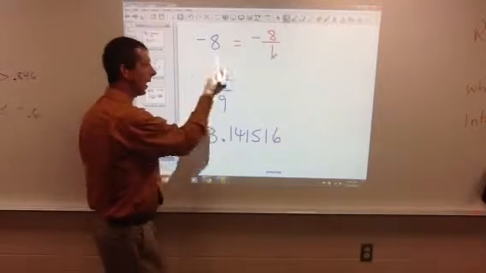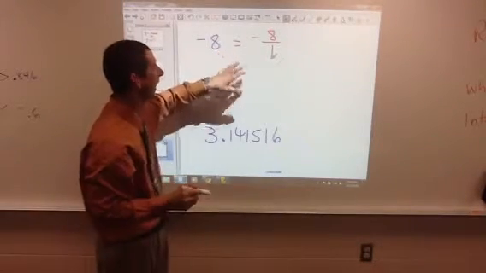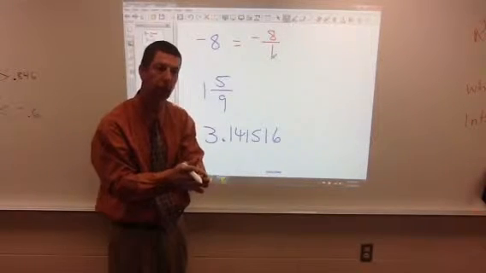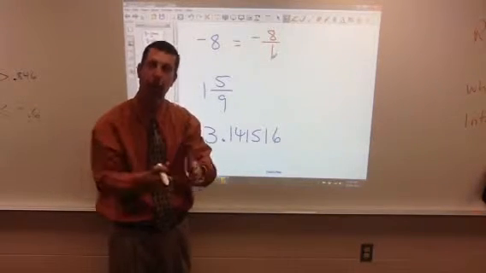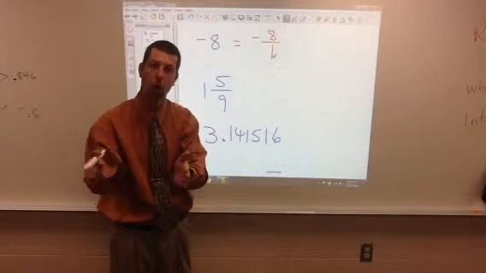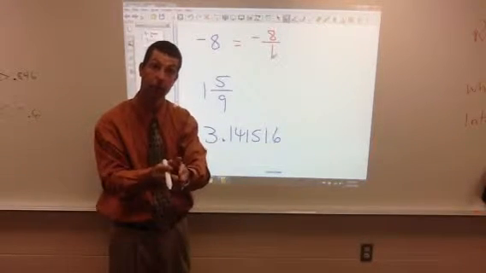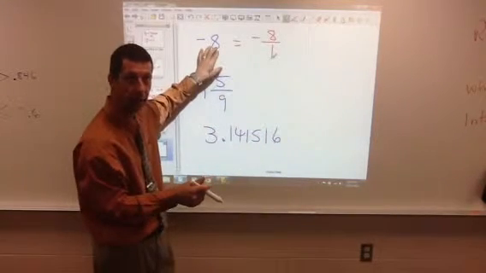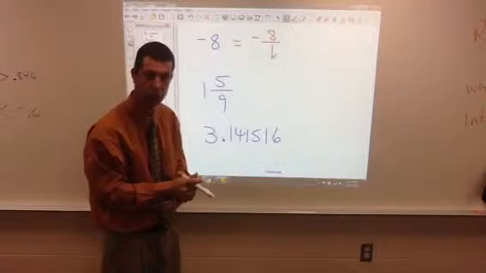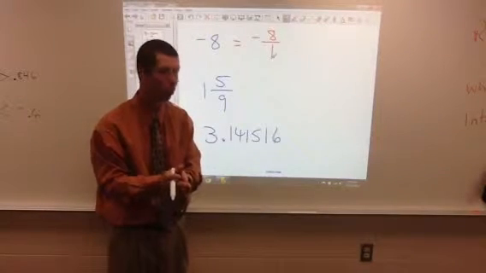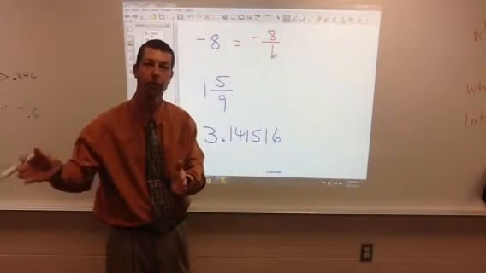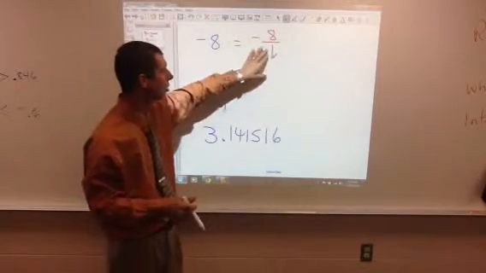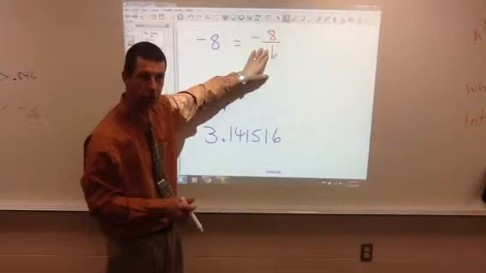All right, so that's that part of it. Is it an integer? Well, an integer by definition is all the positive numbers and their opposites. So 0, 1, 2, 3, 4, and their opposites would be -1, -2, -3, and certainly -8 falls into that category, so it is an integer. Is it a whole number? Well, the whole numbers are 0, 1, 2, 3, 4. It is not a whole number because it's negative. So it would be a rational number, and it would also be an integer.